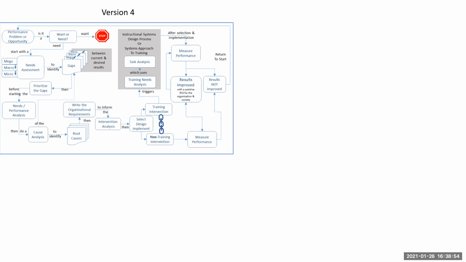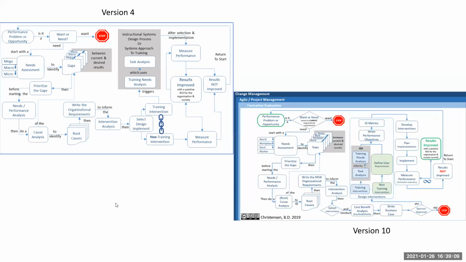And since this article, where we added the business requirements, which are shown on here as organizational requirements, there's been 6 more iterations, resulting in a version 10, which is right here. And that's the model that we're going to talk about today. So let's get right down to it.